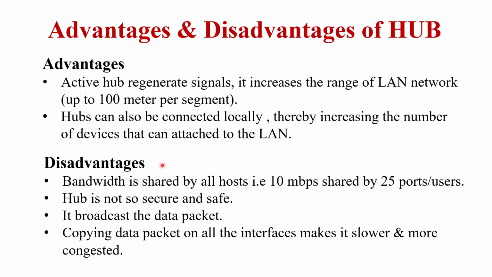Now the disadvantages of hub. There are so many disadvantages of hub. First is, in a hub, bandwidth is shared by all the hosts. That is, if 25 computers connect within a network, the total bandwidth is shared by all the computers. For example, if the total bandwidth is 10 Mbps and 25 computers connect in a network, those 25 computers share the 10 Mbps bandwidth. That will affect the speed of transmission. It means the speed of data transmission gets slow.